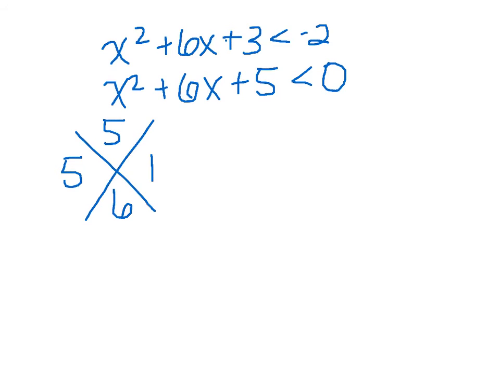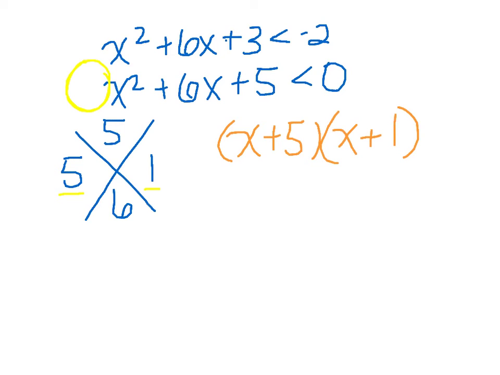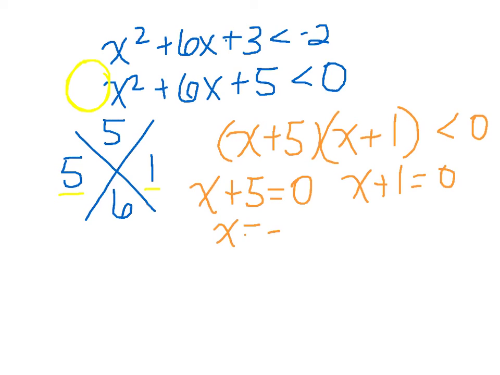Now, for those of you who are pretty good with factoring, if the a value here is 1, a little invisible 1, then these two values that we get are going to give us automatically enough information to find our factors here. So our factors are going to be x plus 5 and x plus 1, and I'm looking for where this is less than 0. If I set this equal to 0, we find x equals -5 and x equals -1.